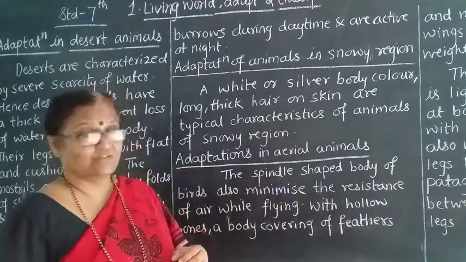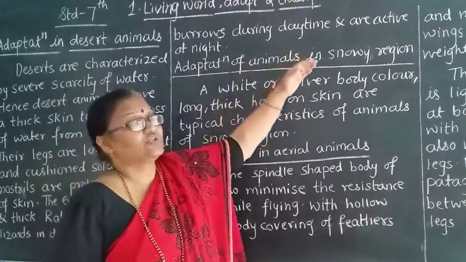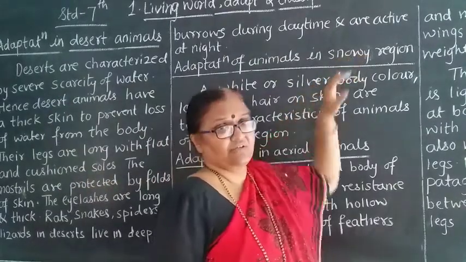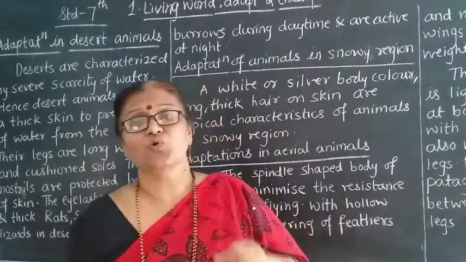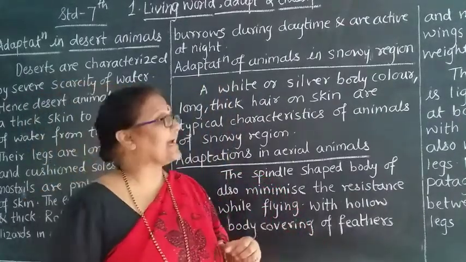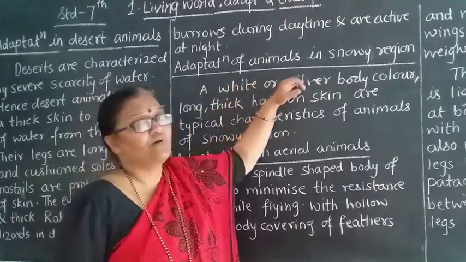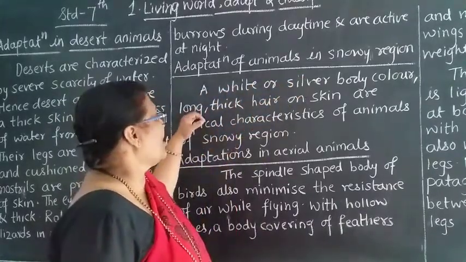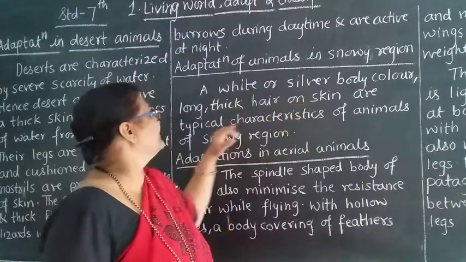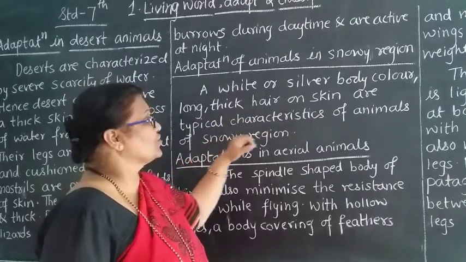Now here there are also animals which are living in the snowy region. We see that in the snowy region there is always snowfall, or you can say the temperature is very cold in that region. See here, a white or silver body color, long, thick hair or skin are typical characteristics of the animals of the snowy region.